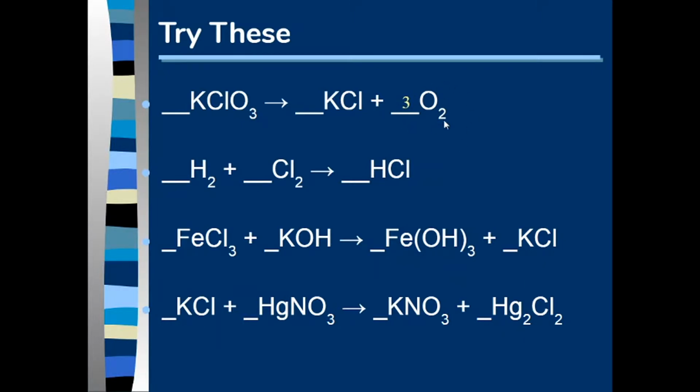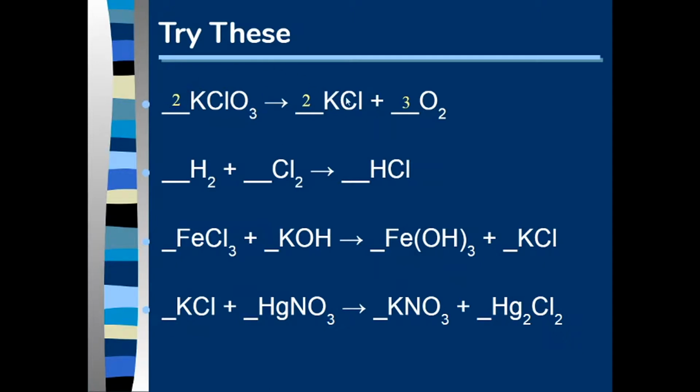3 times 2 is 6 oxygens on the right. And over here on the left, I'm going to put a 2 out in front. Now I have 2 times 3. Now I have 6 oxygens here on the left. But when I put that coefficient of a 2 out in front, that just doubled my potassiums and doubled my chlorines. So now I got to go back to the right-hand side of my reaction. If I have 2 potassiums on the left, I need 2 potassiums on the right. I have 2 chlorines on the left and 2 chlorines on the right.